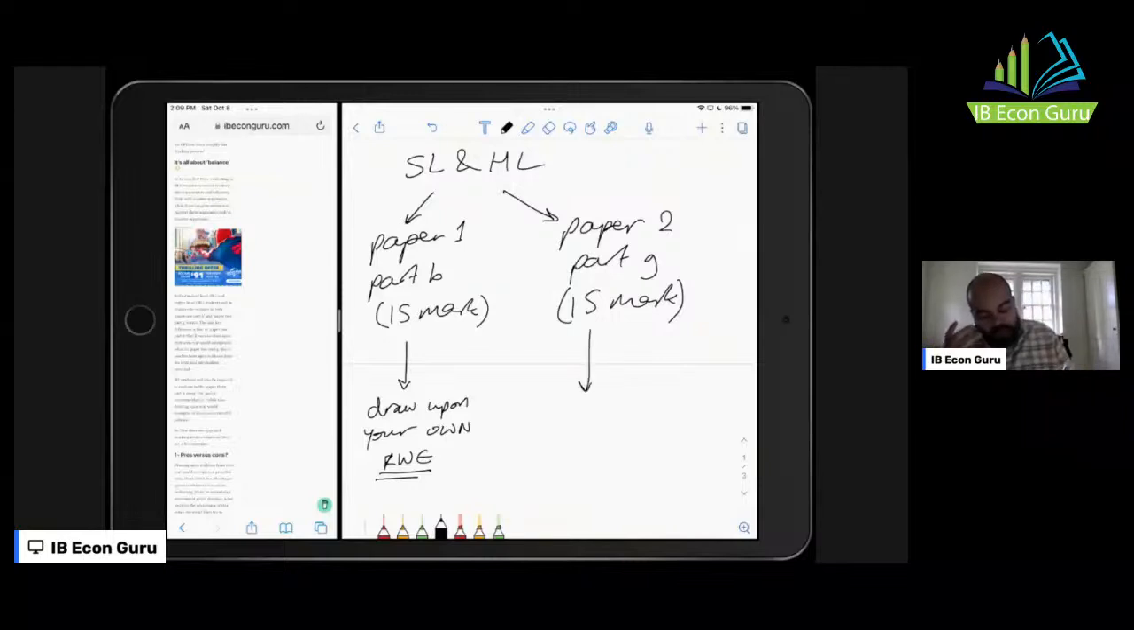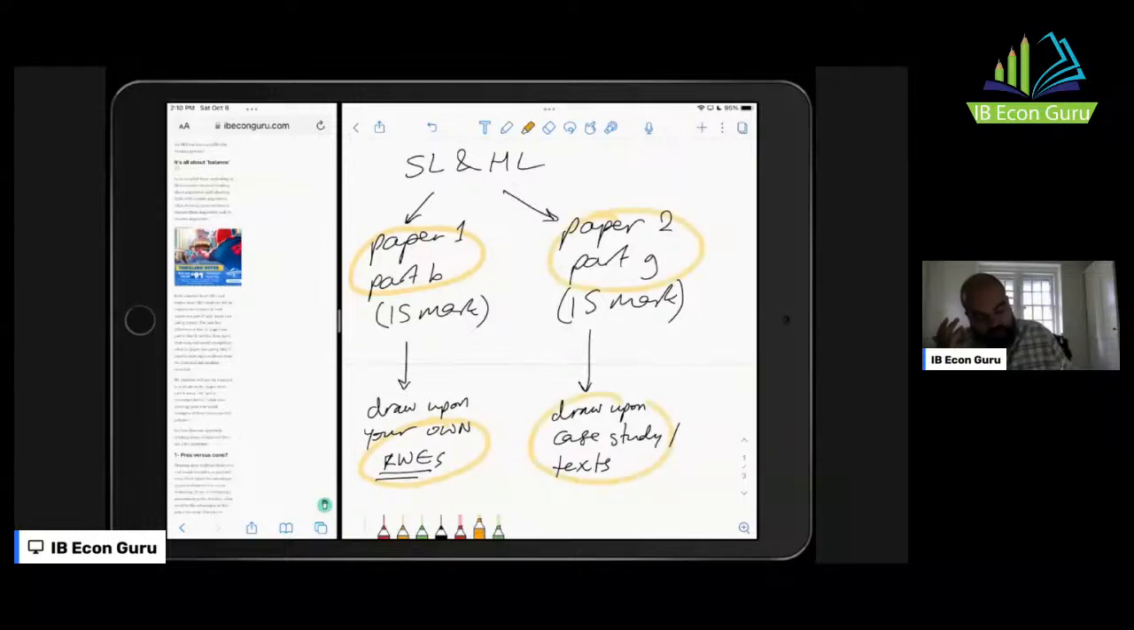And I have videos about how to construct a bank of real-world examples. While paper 2, part G, you will draw upon, so the evidence, you will draw upon the case study or the texts that are provided. So paper 1, part B, you are drawing upon your own real-world examples. Paper 2, part G, you're drawing upon the case study or the text. But you're still applying the same skill set, which is evaluating, okay?